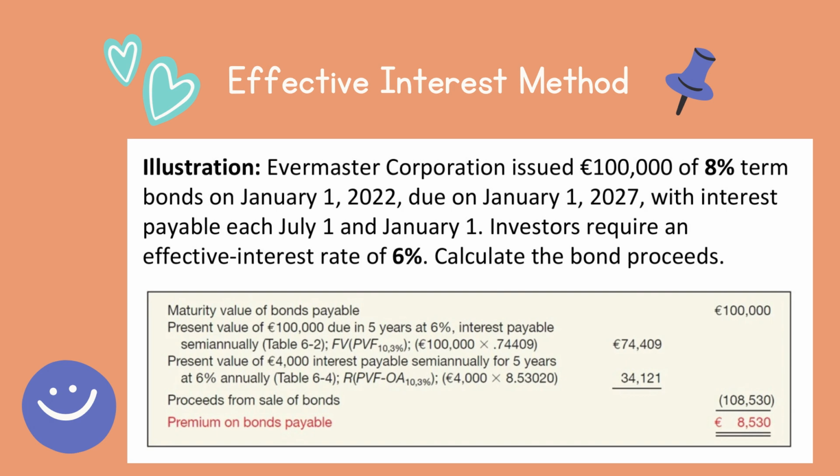Now investors require an effective interest rate of 6%. Okay. So investors decide based on the market. So the market rate or the yield rate is 6%.